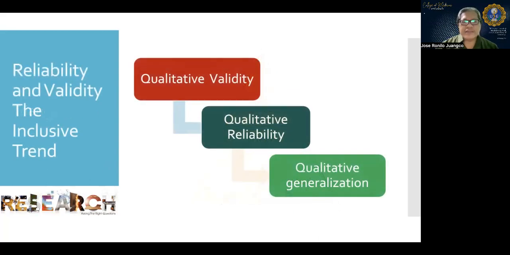So reliability and validity. Again, we have to have qualitative validity, as stated a while ago, qualitative reliability and qualitative generalization for your research when you write your final paper.